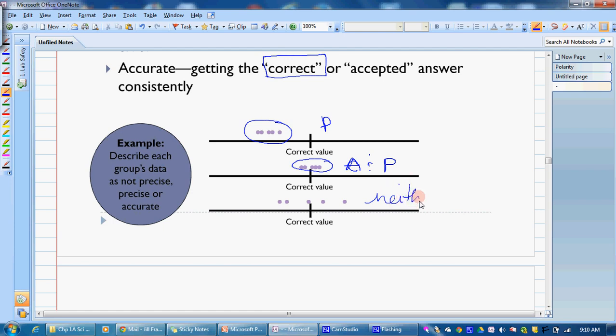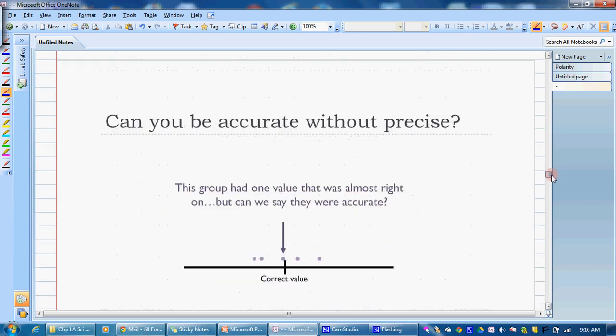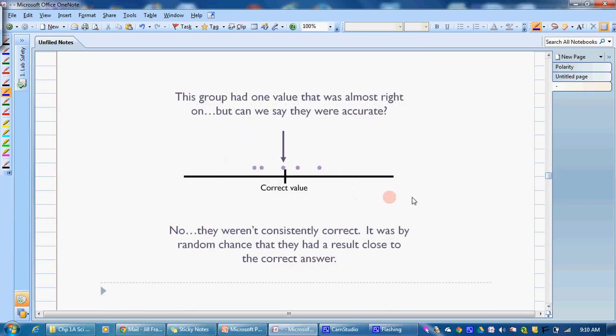Okay, and again, we already looked at this earlier this year, so I'm going to go through the next couple slides that talk about that. Again, you can't really be precise if you're not accurate. You can't be accurate, excuse me, if you're not precise. So if you're accurate, you're going to have all right answers, and they're all going to be grouped together.